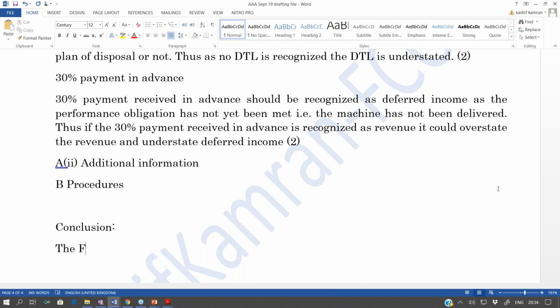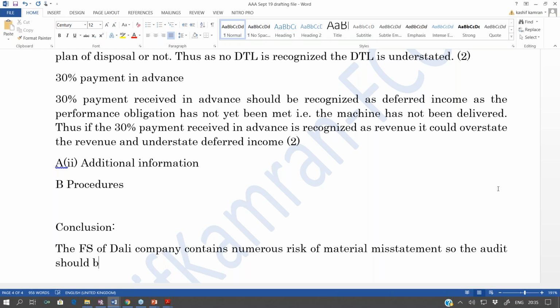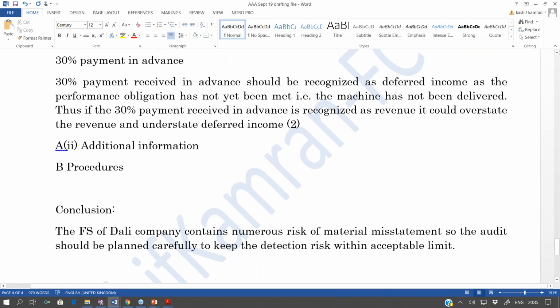The financial statements of Dali company contain numerous risks of material misstatements. So the audit should be planned carefully to keep the detection risk within acceptable limits. Full stop. I wrote my introduction in a sentence and I wrote my conclusion in a sentence. I said that the financial statements of the company contain numerous risks of material misstatement, so we should plan the audit carefully to keep our detection risk within the acceptable limit.